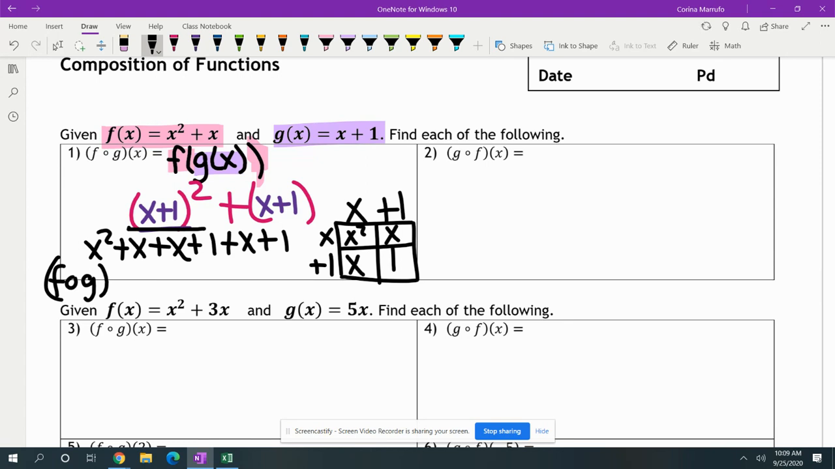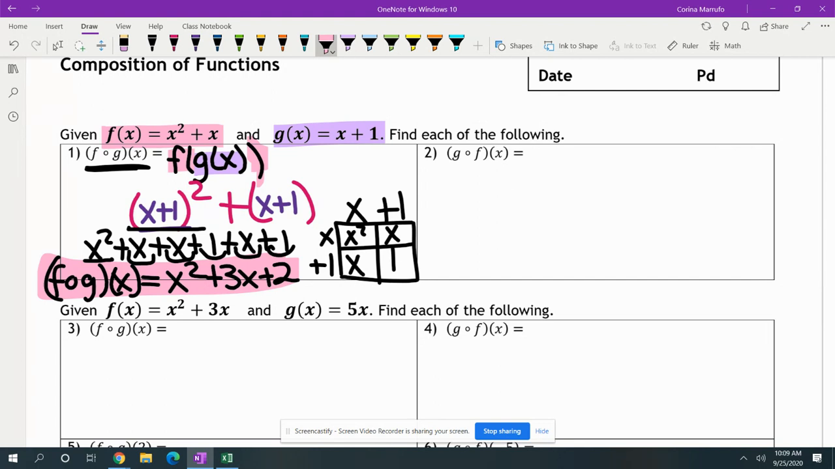All right, so now f composite g of x, which looks like fog, but this is supposed to be a little circle, is equal to, and then we're going to combine like terms. So first we have x squared, that has nothing to combine with. Then we have x, x, and x together, that gives us 3x. And then 1 plus 1 is 2. And that's it. That is f composite g of x.